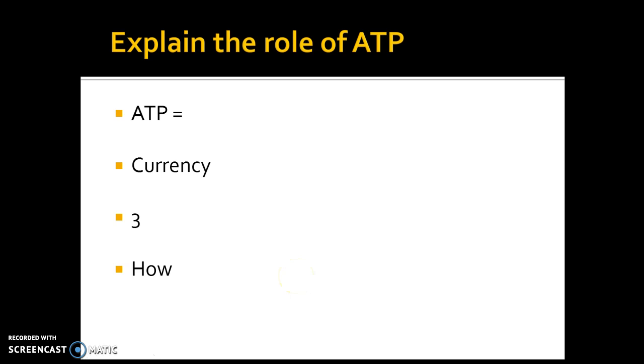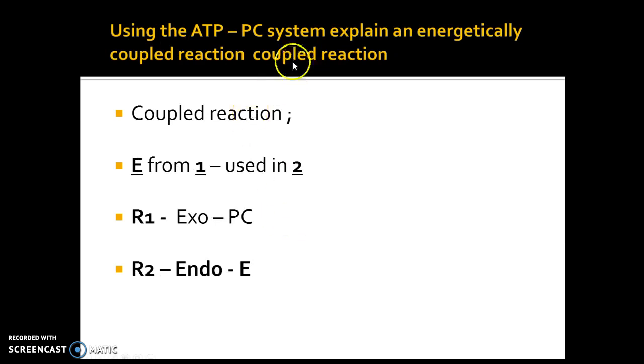Now, the next thing I asked you to do in your presentations was, using the ATP PC system, explain an energetically coupled reaction. I'll put that twice just in case you missed it. So what is a coupled reaction? A coupled reaction is when the energy from the first reaction is used in the second reaction. And what that basically means is, the first reaction is an exothermic reaction, and an exothermic reaction is when a larger molecule is broken down to smaller elements.